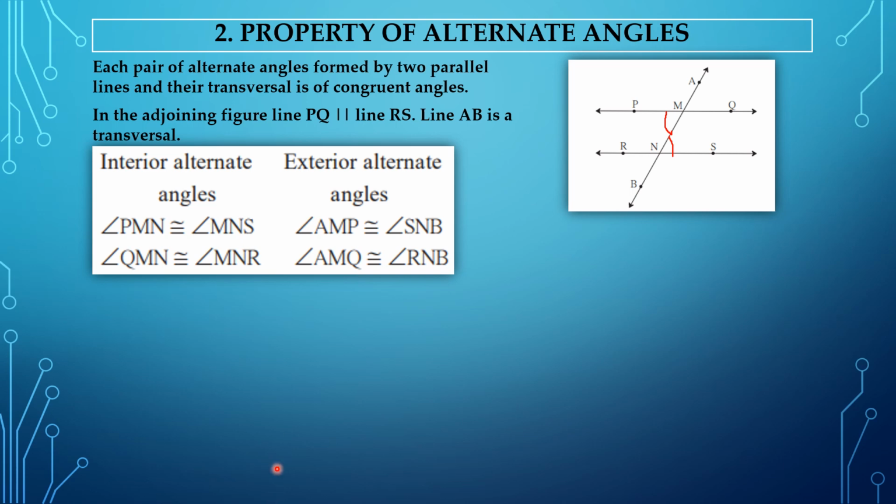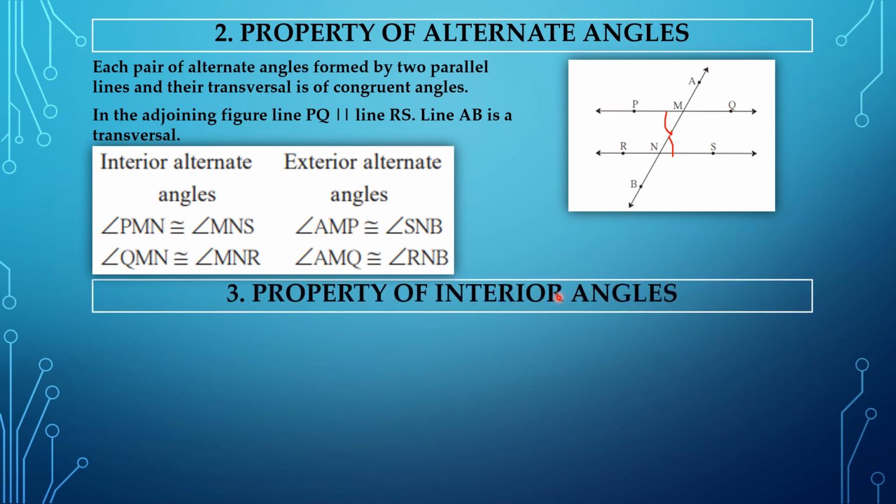Now similarly, exterior alternate angles means outside this. So angle AMP is congruent to angle SNB and angle AMQ is congruent to angle RNB. This is our property of alternate angles.